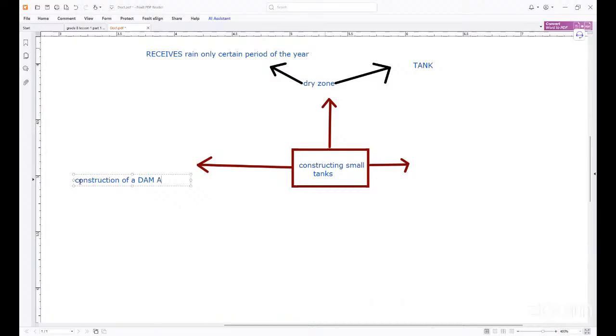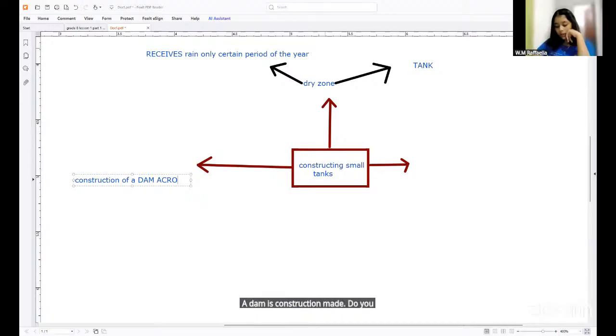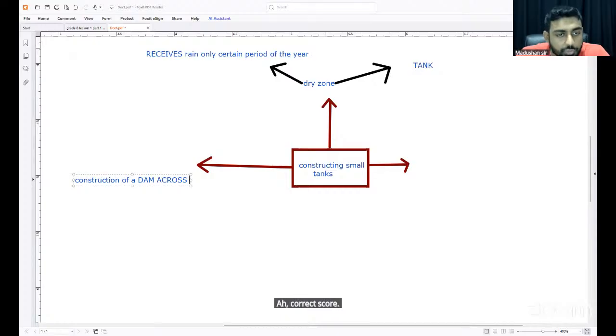A dam is a construction made to store water. Correct. Store water. Construction of a dam across a brook.